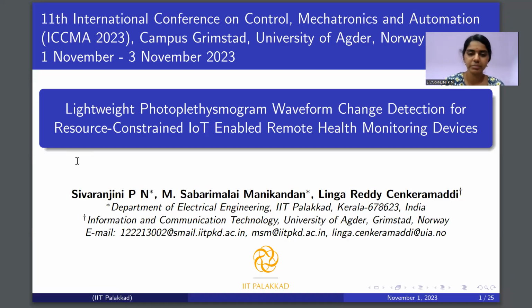Hello, ladies and gentlemen. Today's topic of my presentation is lightweight photoplethysmogram waveform change detection for resource-constrained IoT-enabled remote health monitoring devices. Myself, Shivaranjani PN, and my co-authors are M. Shabarimali Manigadan from the Department of Electrical Engineering, IIT Palakkad, India, and Lingareddy Sangaramandi from Information Communication Technology Department, University of Agder, Norway.